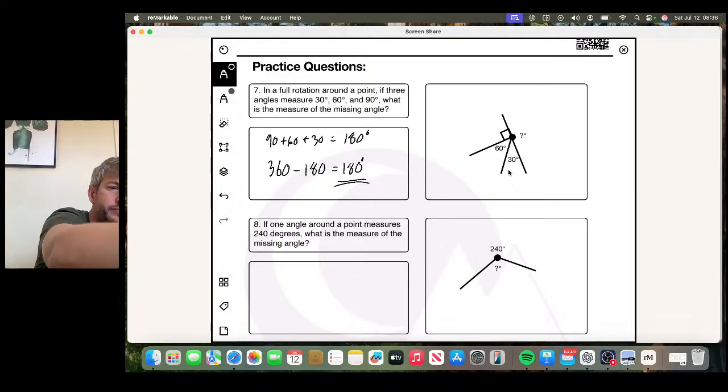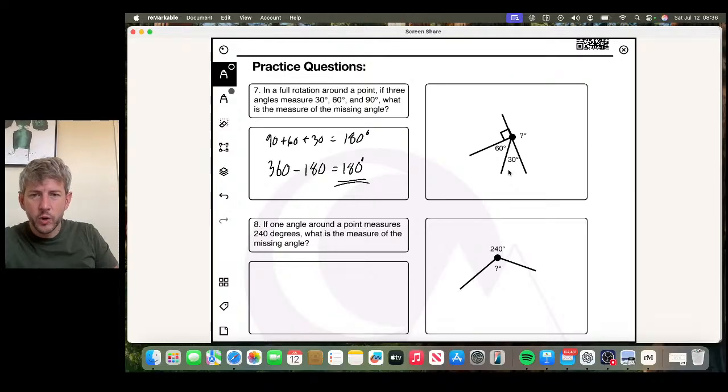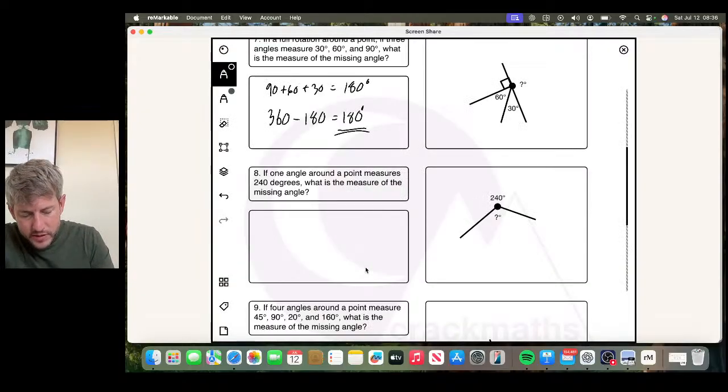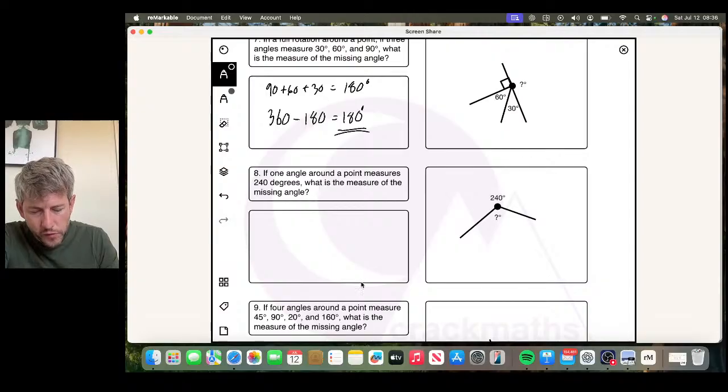Question 8. If one angle around a point measures 240 degrees, what is the measure of the missing angle? Okay, so here we go. It's going to be 360 take away 240, and that will give us 120 degrees.